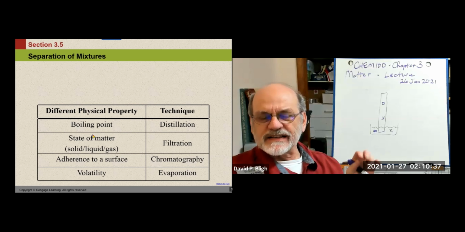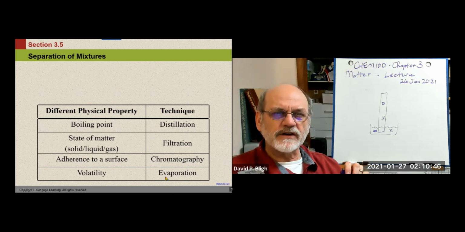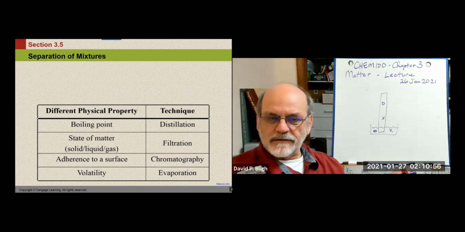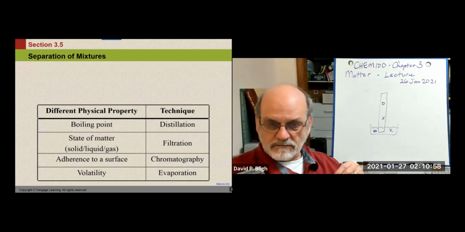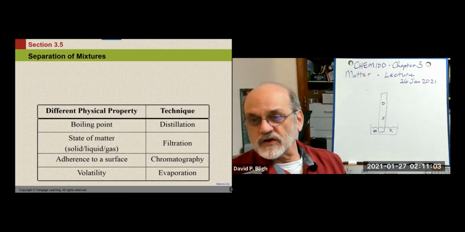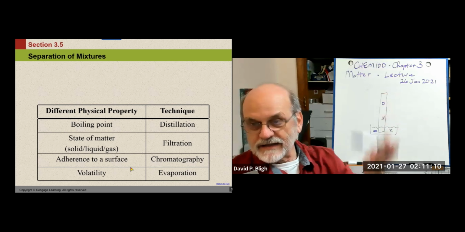If you use the volatility of a substance, you can separate mixtures by evaporation. So let's say you have salt water, right? It takes a lot of heat to melt and even boil sodium chloride, but not so much for water. So all you have to do is wait, and the water will evaporate and leave the salt behind. Or if you're in a hurry, you can add heat and combine boiling point and volatility to remove the water and leave the salt behind.